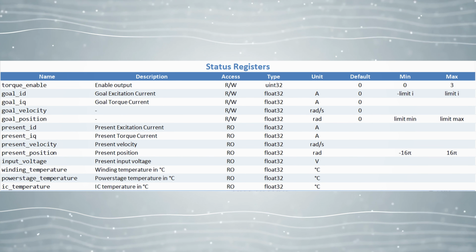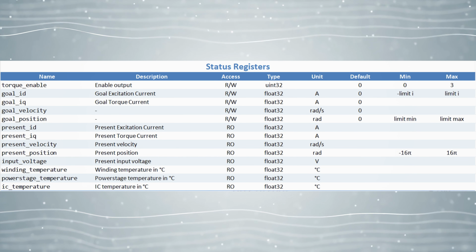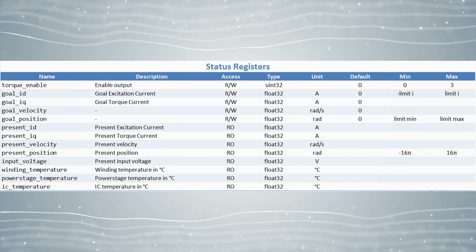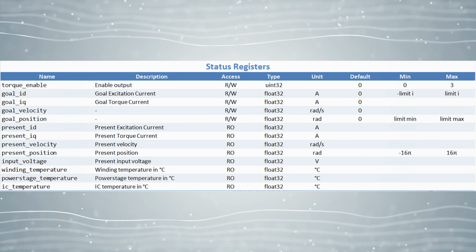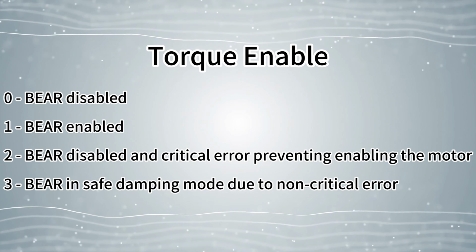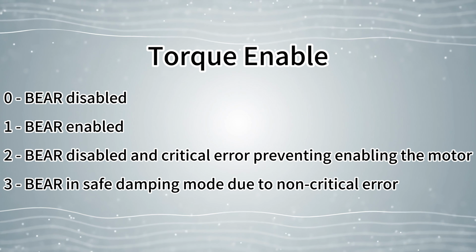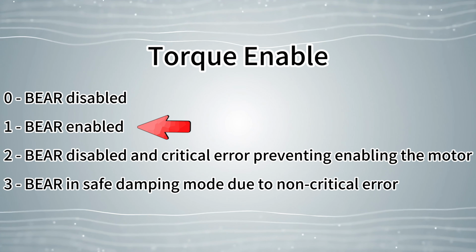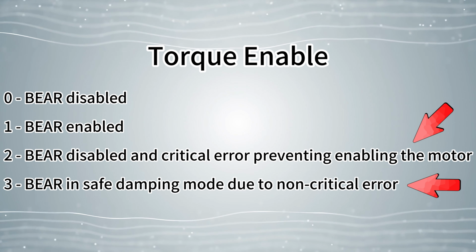Next, we have the status registers. Unlike config registers, these are volatile. They reset at power on. They are used for real-time interaction. Torque enable. As we discussed in the safety video, this is the master switch. It controls whether the motor is active, disabled, or in an error state.